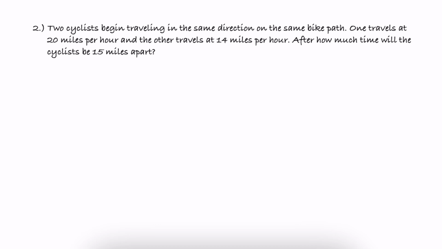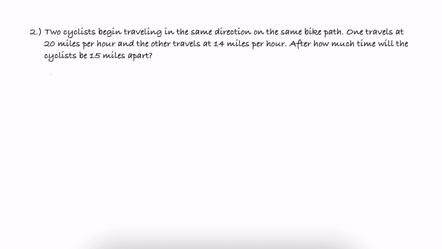Okay, well, we know that these two bicyclists are going in the same direction. So just as a rule, whenever two objects are traveling in the same direction, you subtract their distances. So what this will look like for us is R1 for bicyclist 1 is 20, and his time is X. We're just focusing on how much time the cyclists will be 15 miles apart. So the times for both cyclists will be the same.